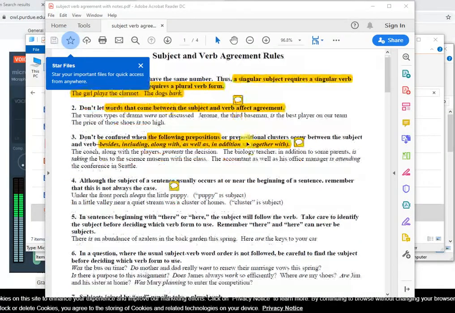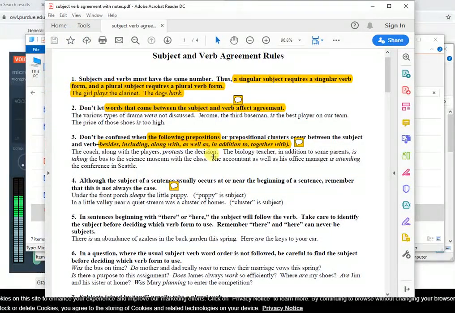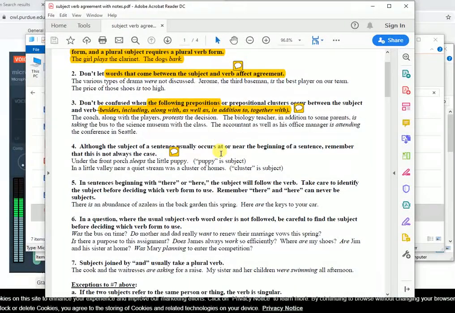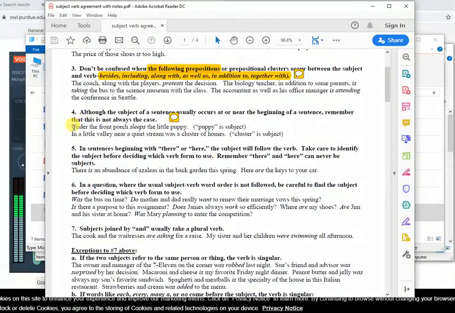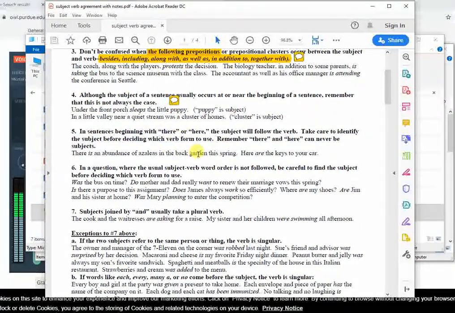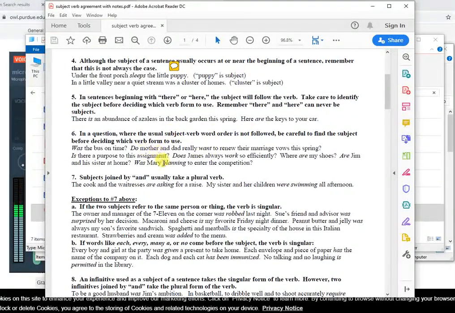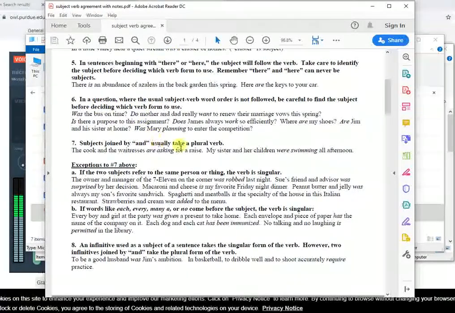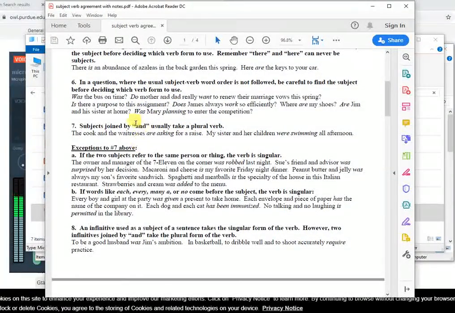Here are the special expressions like "together with" and "along with" that do not affect the count of the subject. Here's a type of inverted word order where you have the prepositional phrase at the beginning of the sentence: Under the porch sleeps the puppy. The puppy sleeps under the porch. Here's the rule with "here" and "there" that we just saw. They're talking about question word order here. Here they're talking about a compound subject. When you have "and" combining two subjects, you're going to create a plural subject.